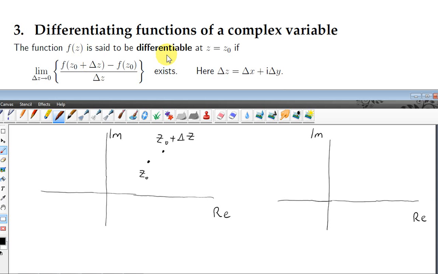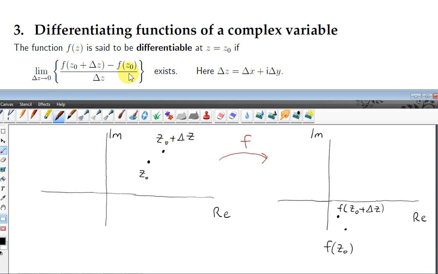The function f of z is said to be differentiable at z equals z0 if the limit as delta z tends towards 0 of f of z0 plus delta z minus f of z0, all divided by delta z, exists. So here's the picture. We have some given complex number z0, and z0 plus delta z is a complex number that's close to z0. It can be anywhere close to z0. I could have shown it here or here or here.